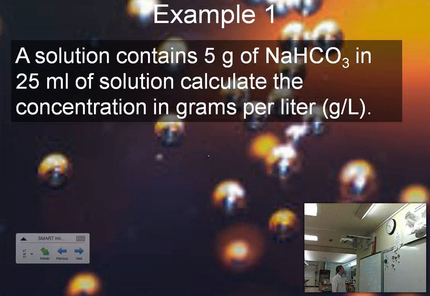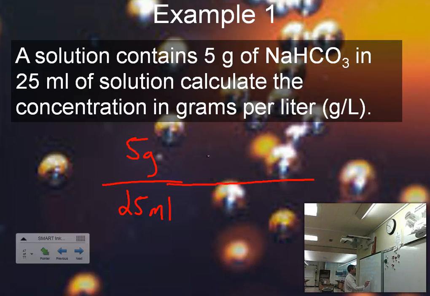The first example says a solution containing 5 grams of sodium hydrogen carbonate, or baking soda, in 25 mL of solution. That's what I've got. Calculate the concentration in grams per liter. So I want to think about how much solute and how much solvent. I've got 5 grams, and I've got 25 mL of solution. So notice here, that's grams per milliliter. But what I want is grams per liter.